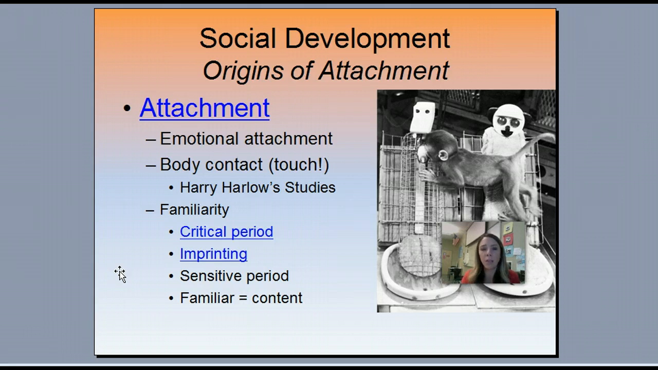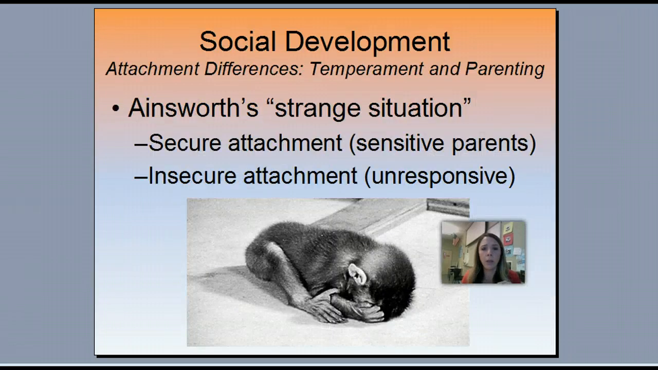All right, so let's talk about attachment with humans, secure and insecure. Again, attachment is emotional attachment, most associated with touch. So for social development, looking at attachment differences, we're also going to talk about some parenting styles later. But Mary Ainsworth was another psychologist that was looking, again, with monkeys. And what she noticed is there were two different types of attachment that could be displayed with children: a secure attachment and an insecure attachment. When children display a secure attachment, it's generally because they have sensitive parents.